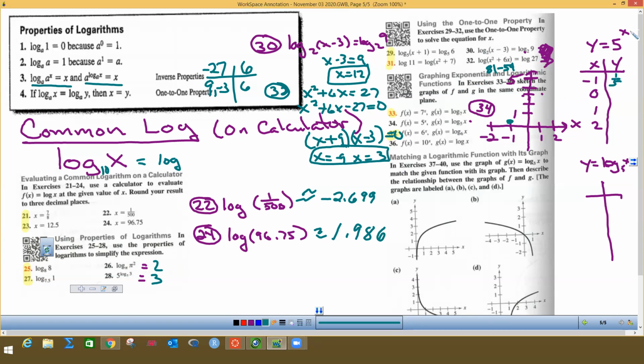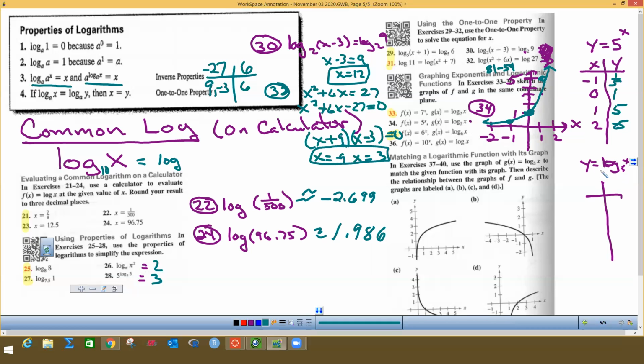Plug in 0, anything to the 0 power is 1. So it goes through 0, 1 again. Plug in 1, 5 to the first is 5. So it comes up here to 5, and you plug 2 in, you get 25, and I'm not going to go that high. So this graph is going like this. And remember, you are not going to touch the x-axis. Okay, so that would be that graph.